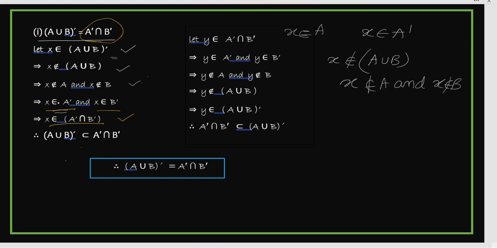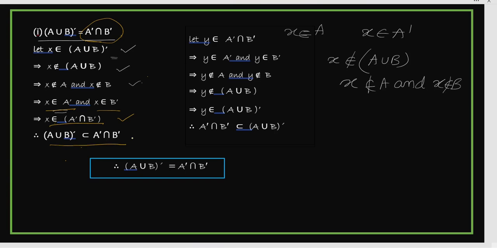So, what is this? We started with the first set, X belongs to A union B complement. Finally, we proved that X also belongs to A complement intersection B complement. We started with X belonging to the first set, and we finally proved that X belongs to the second set. So this first set is a subset of the second set. So A union B complement is a subset of A complement intersection B complement.